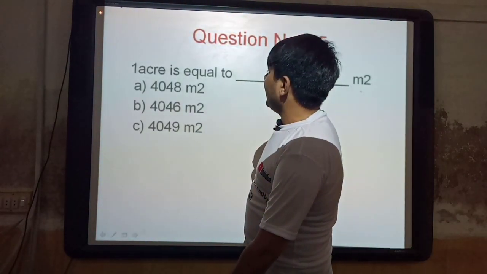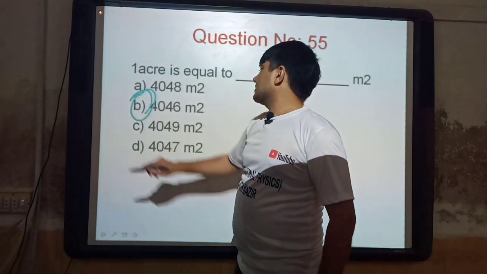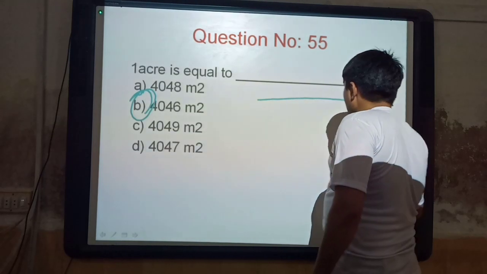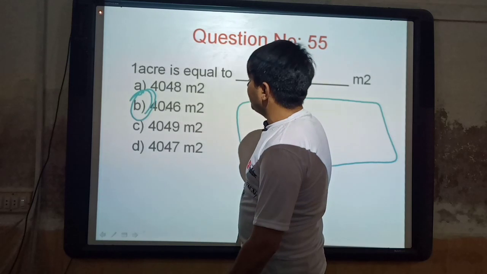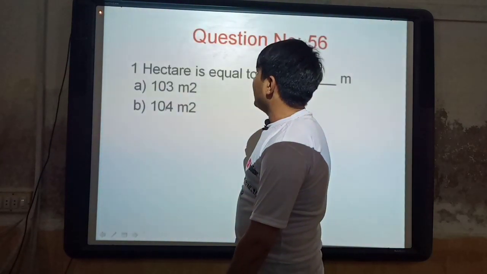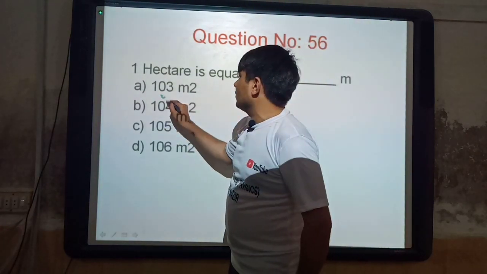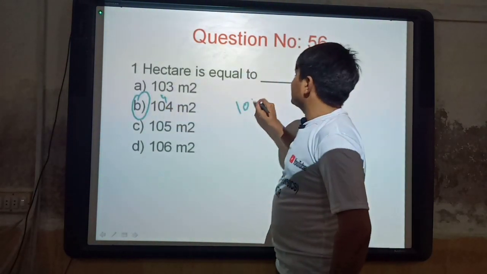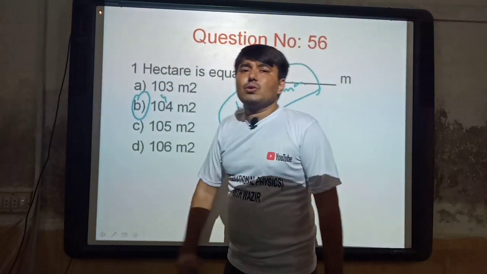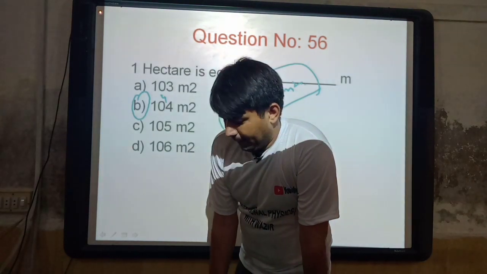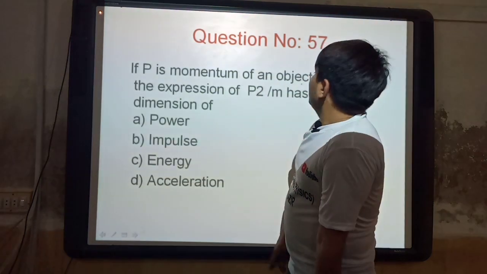Another question, 1 acre is equal to 4046 meter square. The area of 1 acre is equal to 4046 meter square. 1 hectare is equal to 10 to the power 4, means 10,000 meter square area. Another question for you, question number 57.